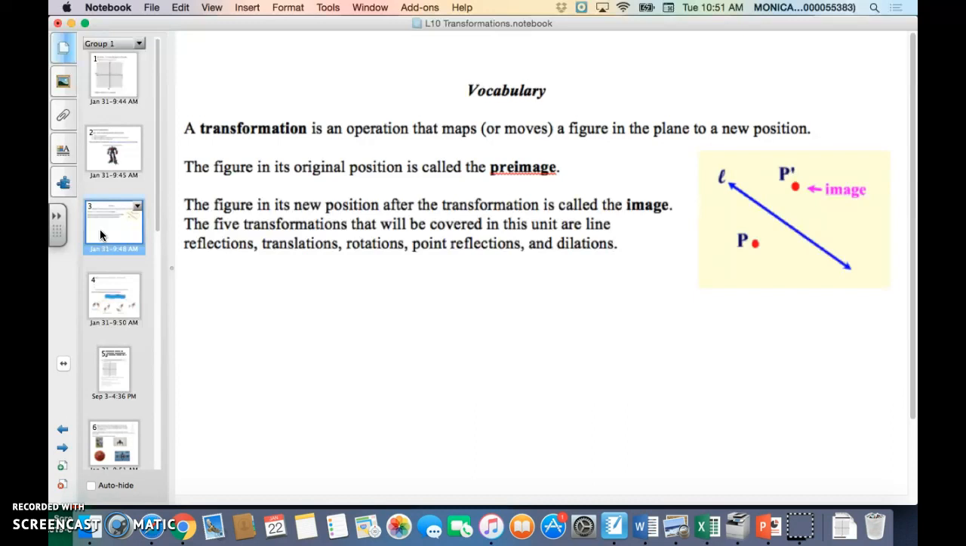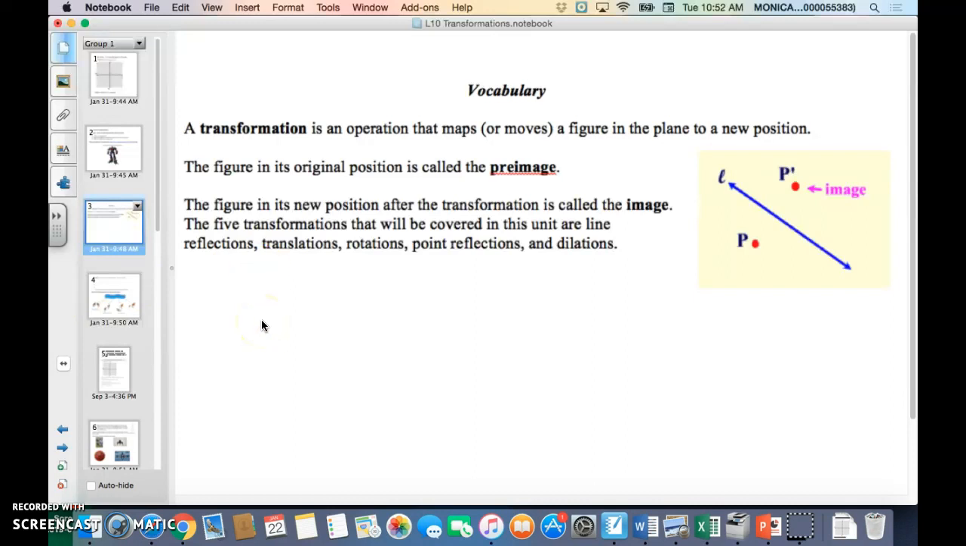So a transformation is an operation that maps or moves a figure in a plane to a new position. The figure in its original position is called the pre-image. And when we mark a pre-image, you just call it what it is. And then when you move the figure after a transformation, that's called the image. And you'll notice the image gets a little prime symbol. That's this symbol right here, what we call the prime symbol, which is interesting, which might be why Optimus is called Optimus Prime. I don't know, because it's the image after a series of transformations.